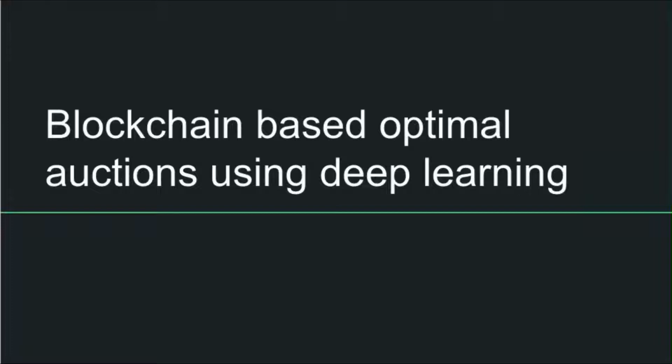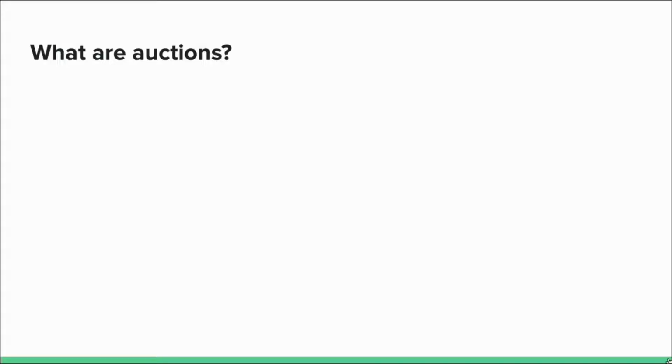Hello and welcome to our demonstration on blockchain-based optimal auctions using deep learning. Imagine we have a resource and we want to sell it, but there is more than one buyer who wants the resource. How can we decide which buyer to sell this resource to?